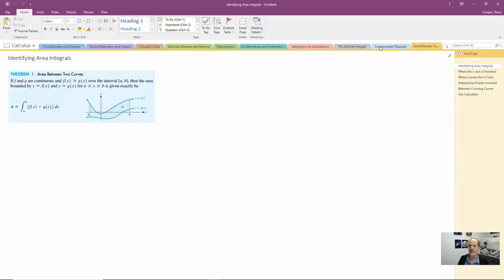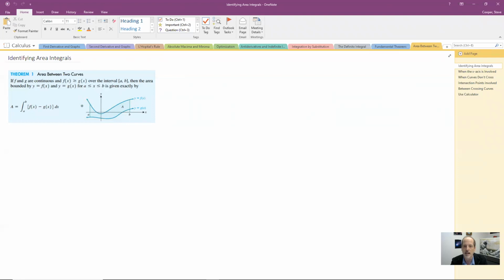Okay, so we want to extend the idea and the power of the fundamental theorem to calculate the area between two curves. So to illustrate this, let's look at our paste here of theorem 1. What we've been doing is treating the x-axis as a curve, and the area above it and below some function was calculated by the integral of f(x) dx.